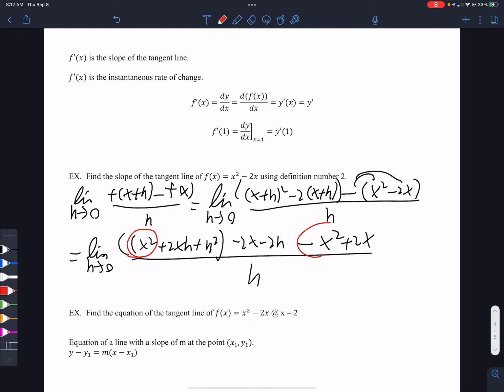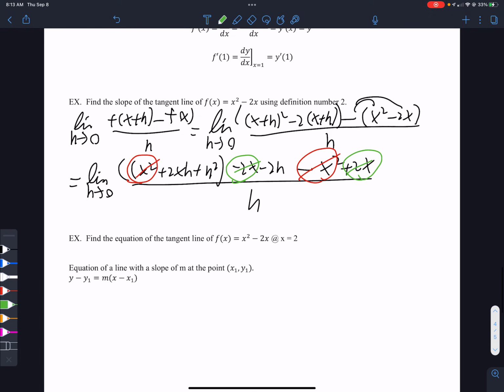X squared minus x squared, gone. I like that. Minus 2x plus 2x, gone. I like that. And then I didn't give myself space. I'm going to have to come back and erase that. But let me create some space. So that gives me the limit as h approaches 0.